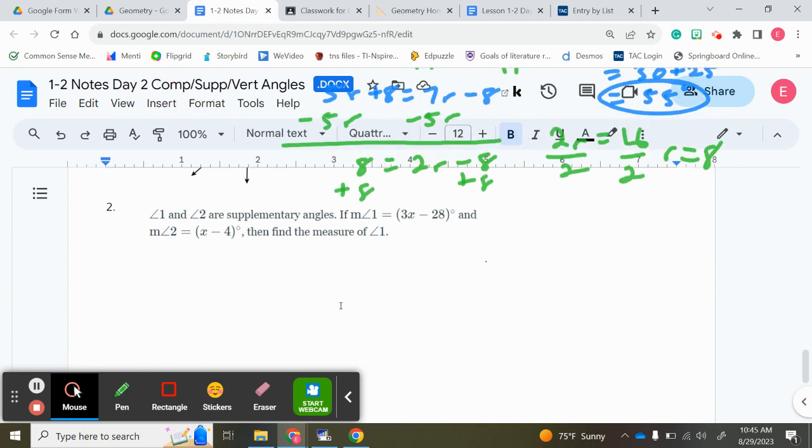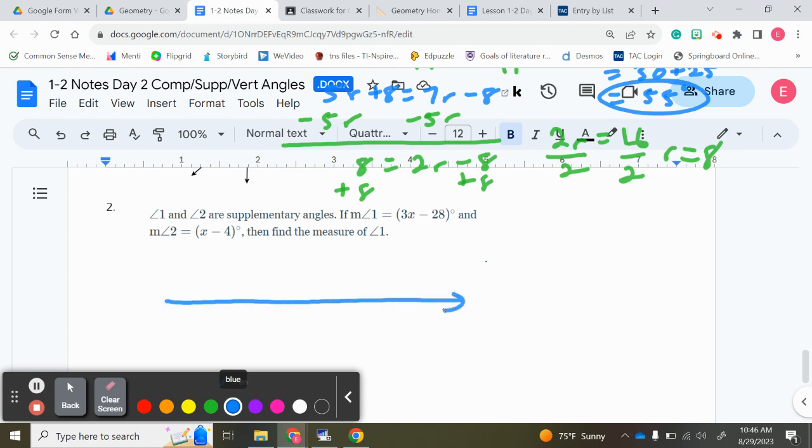All right, let's take a look at this next one. This one says angle 1 and angle 2 are supplementary angles. If the measure of angle 1 is 3x minus 28 and the measure of angle 2 is equal to x minus 4, then find the measure of angle 1. If I drew this, it doesn't have to be accurate, it just needs to be a picture. So let's say this is angle 1 and that's angle 2. That makes angle 1 3x minus 28 and this one x minus 4.